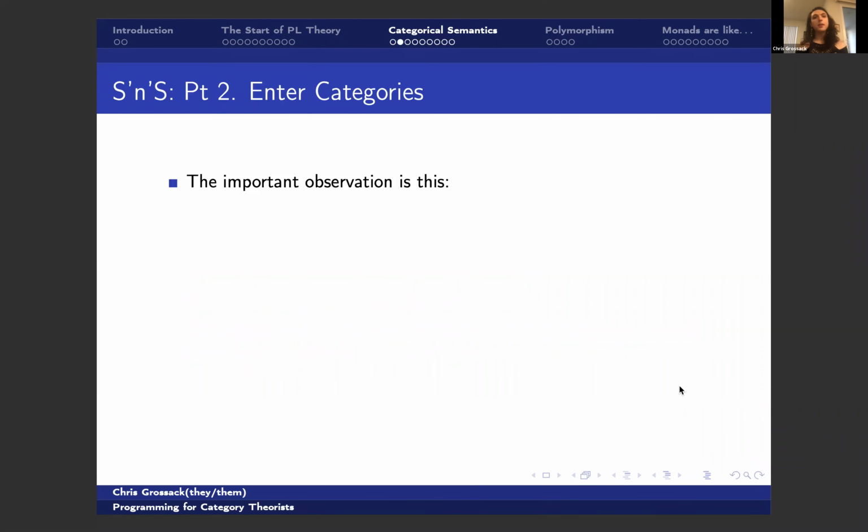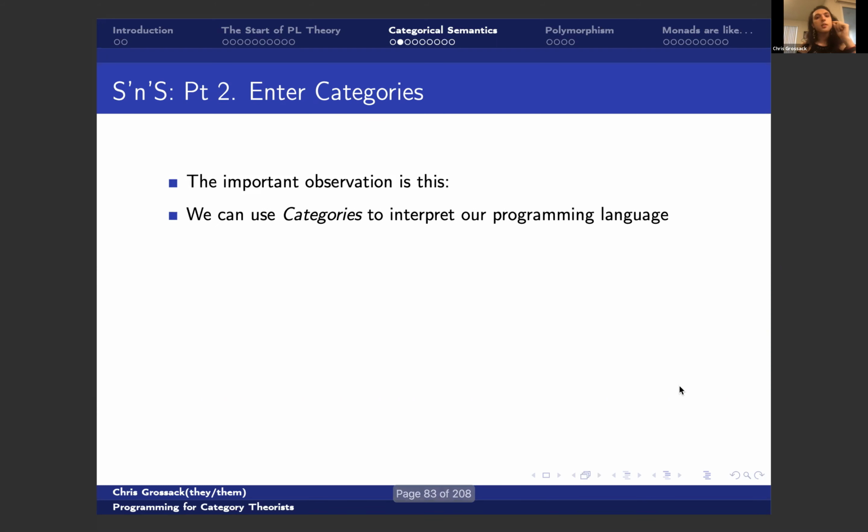So syntax and semantics part 2: enter the categories. And the important observation, due sort of initially to Lawvere and then later to Lambek in this particular context, is that we can use categories to interpret our programming language.